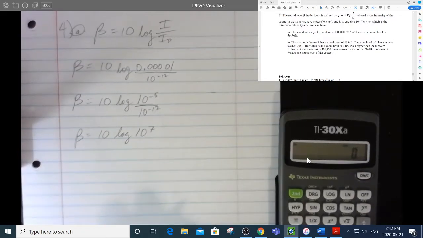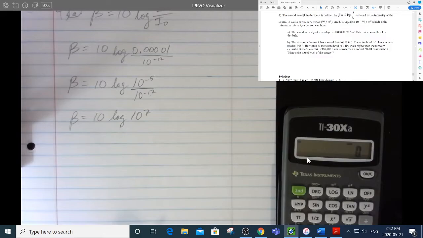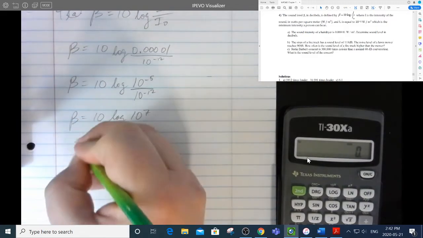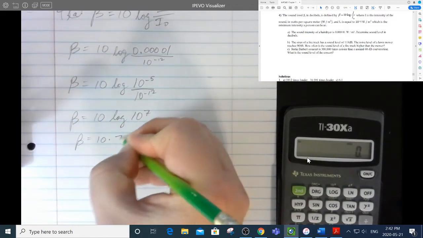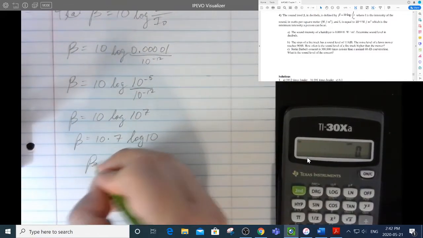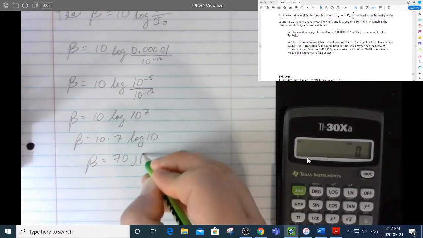So take a look at this, guys. You could have done this question without a calculator. This could be something on a provincial exam that would be on the non-calculator section. And as long as you know your exponent rules, it's not that hard. So remember that in a log equation, exponents become coefficients. And remember that the log of 10 is 1. So 10 times 7 times 1 is 70 decibels.